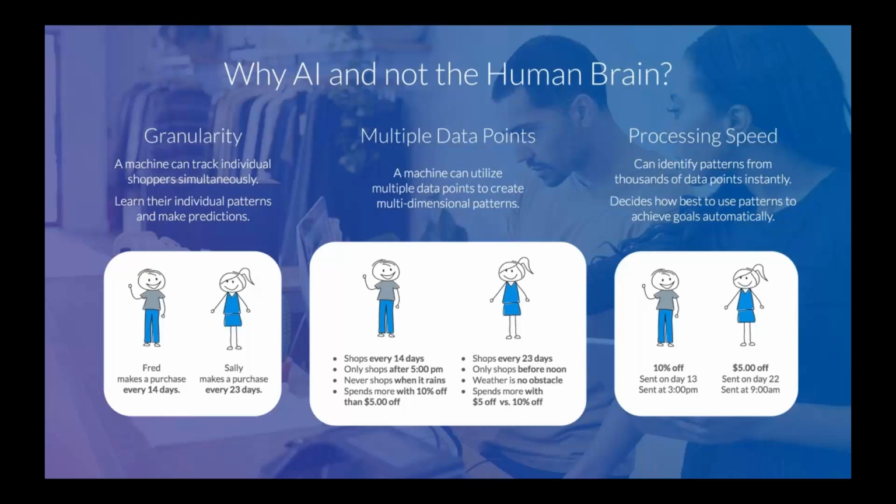AI can learn complex patterns using multiple data points. So not only can it learn the individual shopper's buying cycle, but it can also learn whether they respond to different offers better or worse, what time of the day they're actually likely to make the purchase, and even whether the weather outside encouraged or deterred them. Lastly, and probably most importantly, machines are capable of processing data at amazing speeds. So what might take you and me a couple hours to calculate using longhand math will take an AI system just seconds to solve.